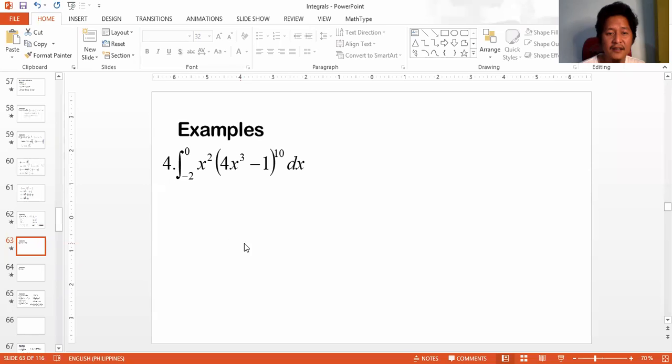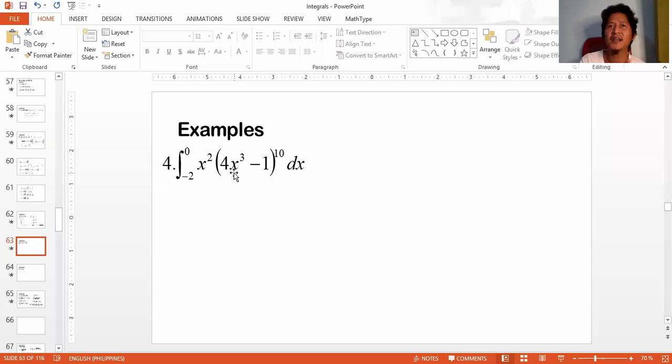Kaya pa ba? Kaya pa? Wala pa naman tayo isang oras. Sige, last na example na to. O last 2 na lang, last 2. Mirit pa ako, di ba? Last 2. Ito naman. So, same thing.